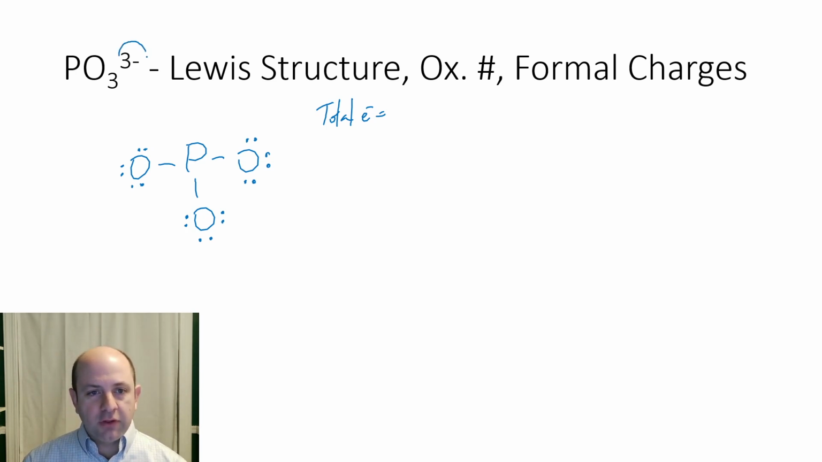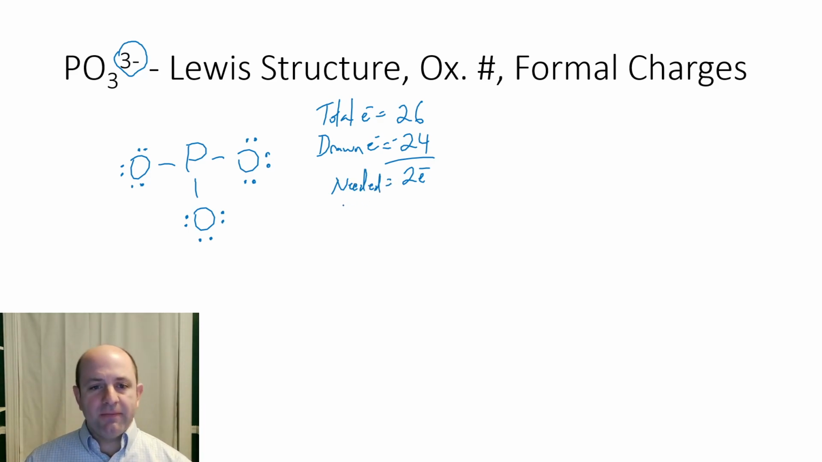But here we have to look out for our minus 3 charge. That means we've added 3 extra electrons to get this negative 3 charge. So 23 plus 3, we are supposed to have 26 electrons. Now for the drawn electrons, we have 8, 16, 24. We've drawn 24 electrons. When we subtract that, we have 2 electrons that are still needed.